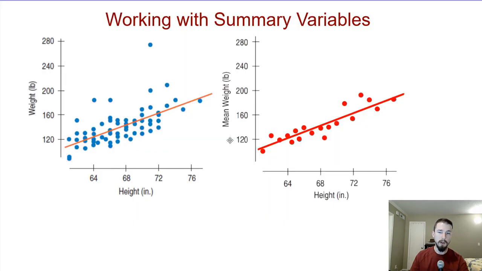All right, the other thing I want to point out, and this is really the only new thing, is working with summary variables. So here we have height and weight. Now, if for every category of height, if we took the average weight for those people, we would end up with a graph like this. And so let me show you how these two are exactly the same thing.